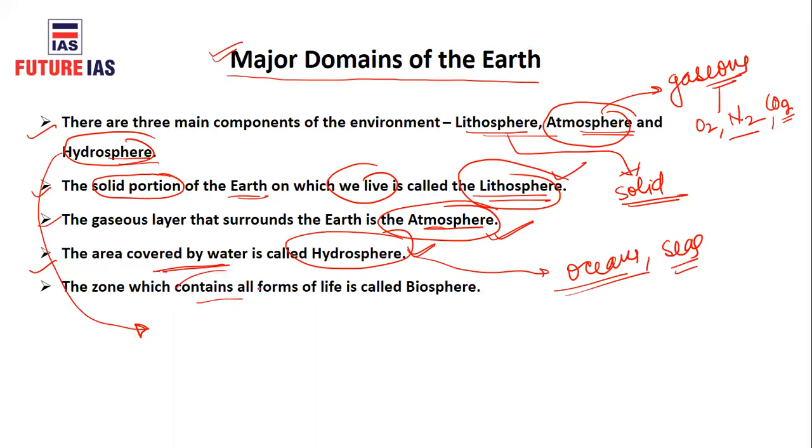The zone which contains all forms of life is called biosphere. Biosphere consists of that sphere of life where you will find all forms of life, including the human being. That sphere is called biosphere. I hope the definitions are clear.